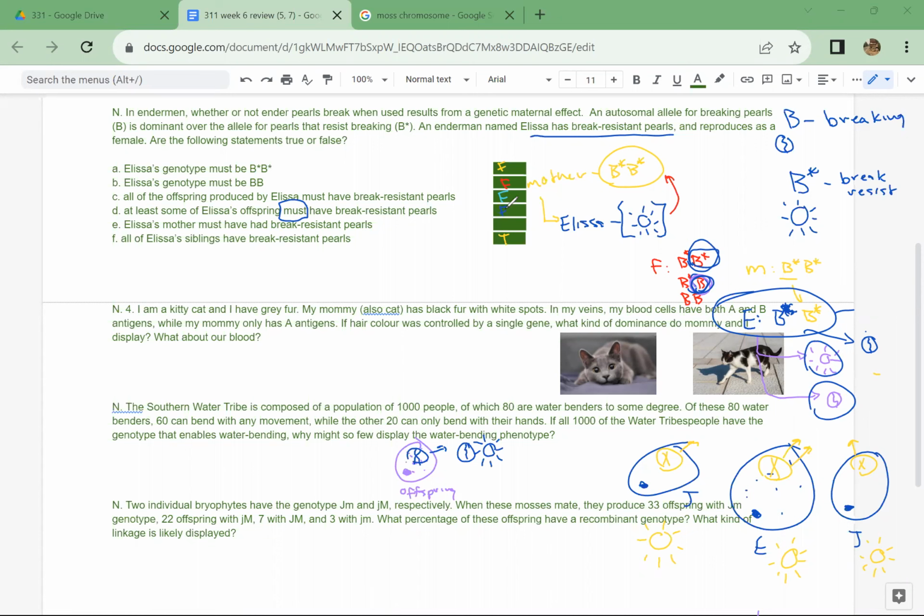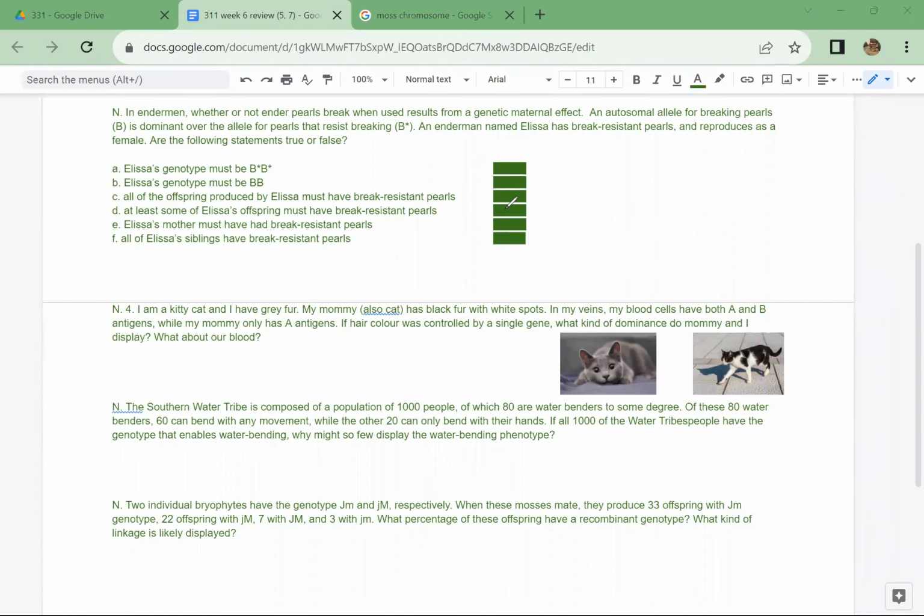So, part E. Elisa's mother must have had break-resistant pearls. Let's explore that. So we have Elisa's mother. We know Elisa's mother's genotype. And we know that she passed on to Elisa break-resistant pearls because of this genotype of hers.